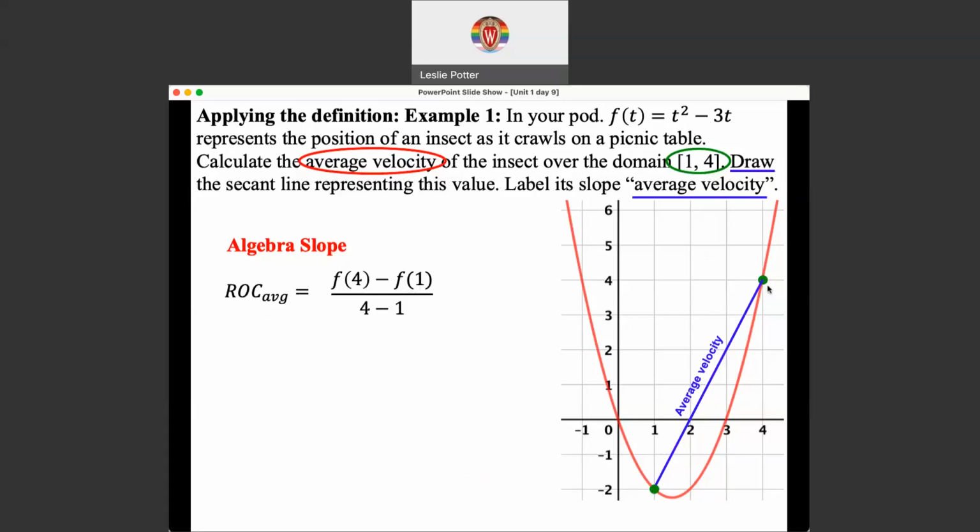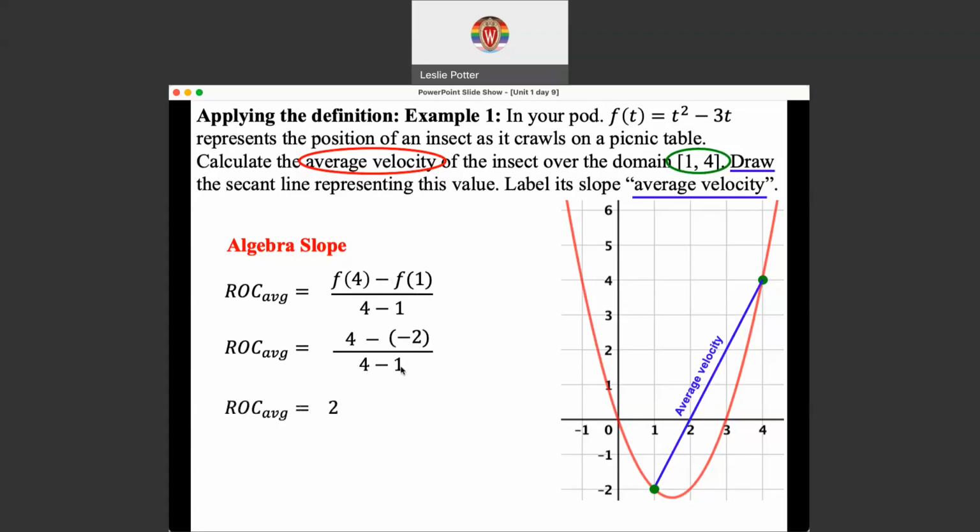So how much is f of 4? F of 4 is 4, right? If I put 4 here, it'd be 16 minus 12. So it's 4, and f of 1 is negative 2, right? If I put 1 here, I get 1 minus 3, it's negative 2. So minus a negative 2, that's the tricky stuff, right? Because average rate of change has a minus on the top and a minus on the bottom. Those are subtraction signs. This is a negative position sign. Okay, so we have then 4 minus negative 2 is 6.